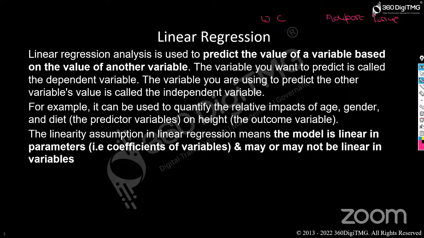So you find the relation between two variables. If this is increasing, this is increasing. If this is decreasing, this is decreasing. The same goes vice versa. The linearity assumption in linear regression means the model is linear in the parameters, that is, the coefficients of the variables, and may or may not be linear in the variables. So linear regression provides a sloped straight line representing the relation between the variables.